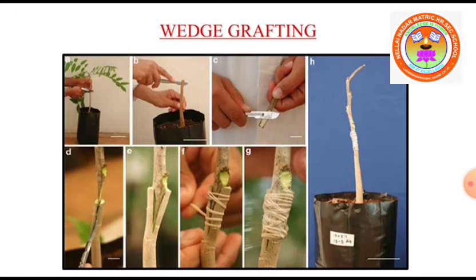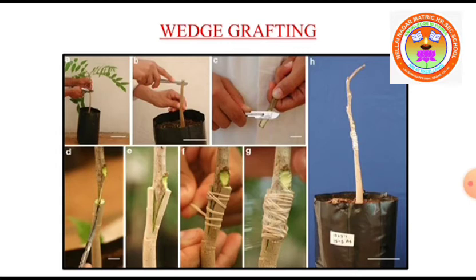The last one, wedge grafting. In wedge grafting, a slit is made on the stalk or the bark is cut and removed. A twig of CN is inserted and tightly bound so that the cambium of the two plants, that is stalk and CN, will be joined together. That is called wedge grafting. Mostly wedge grafting is practiced in woody plants, not in soft plants. So these are the different methods of grafting. Grafting is one of the important questions that can be asked for 5 marks.